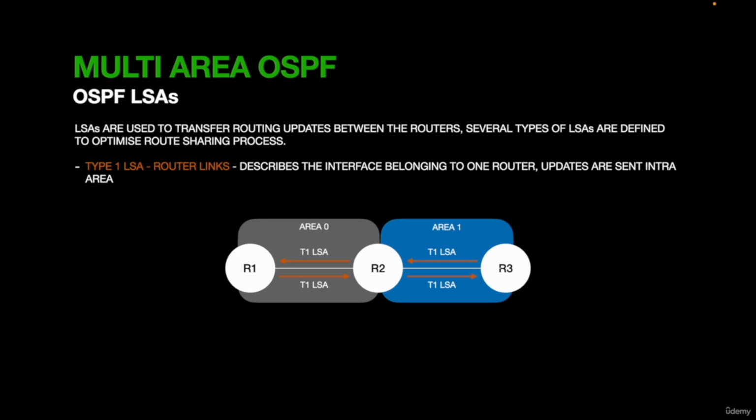We can have the type 1 LSA, which is describing the router links, and this LSA is describing the interfaces belonging to one router, and type 1 LSA is being sent to the routers which have interfaces in the same area. So area 0 will have its own type 1 LSAs, and area 1 will have its own type 1 LSAs.